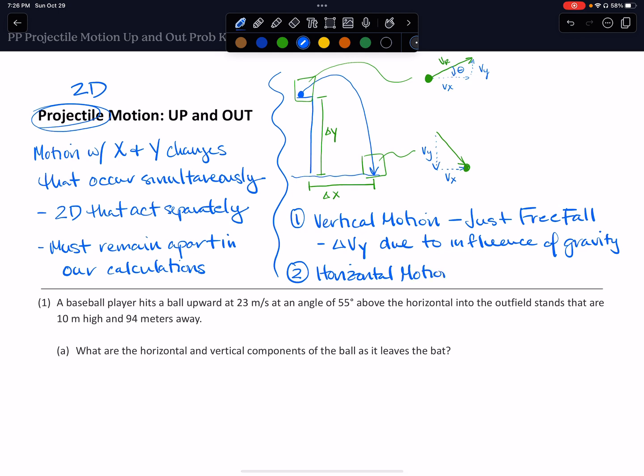Second, the horizontal motion is constant. So that velocity in the horizontal does not change. And that's really important to keep in mind when we're working these problems.